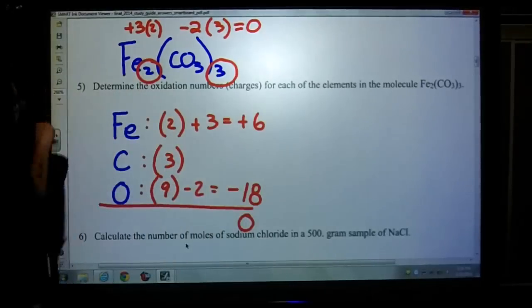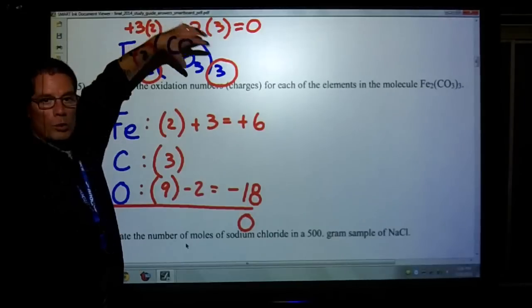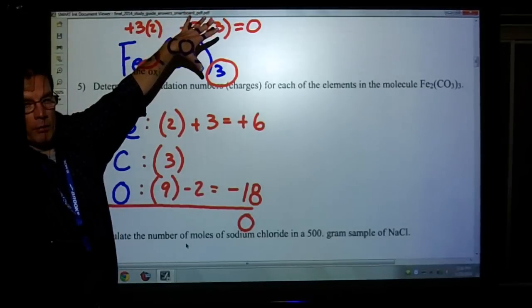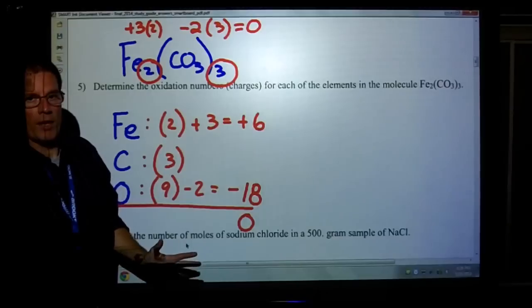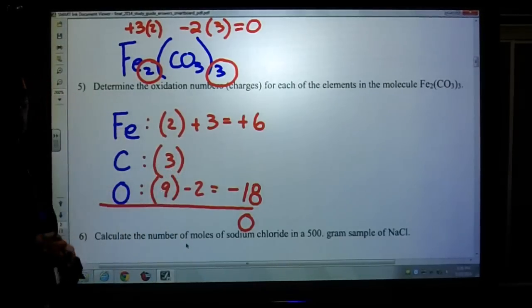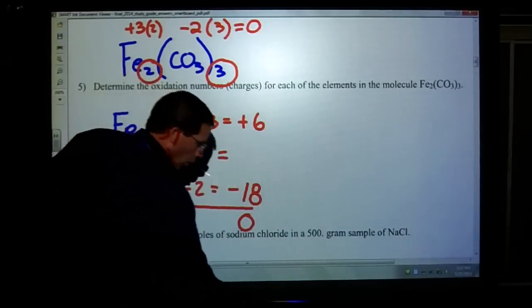So +6. Now, what's neat about this problem is we know what the whole charge on the carbonate is, but we don't know what the individual charge on the carbon is. There's a couple of ways you can find it out, but since it's the only element remaining, this is the easiest way to go about it. And here's what we do: we're actually going to work backward.